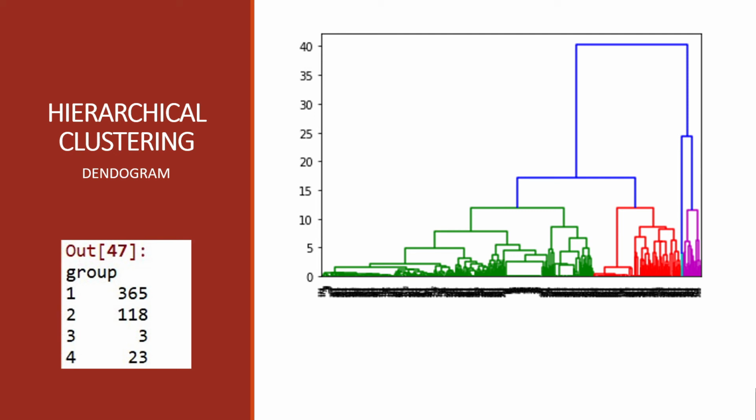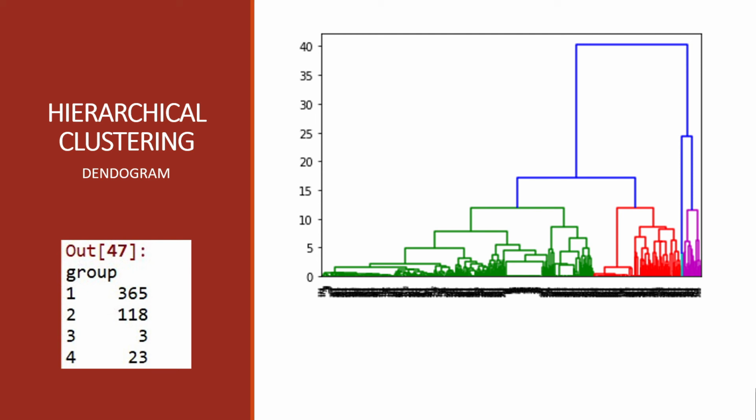To see the number of elements in each cluster, we add a column groups to the data frame with the labels. We group by, and we can see the size of each group. As we can see, in the third cluster we have 3 elements, so it is a cluster of outliers. And in the first cluster, there is more data and it is the most dense cluster.